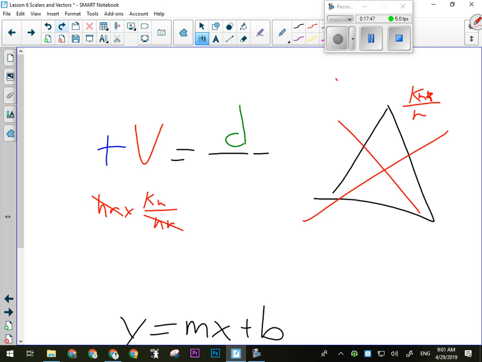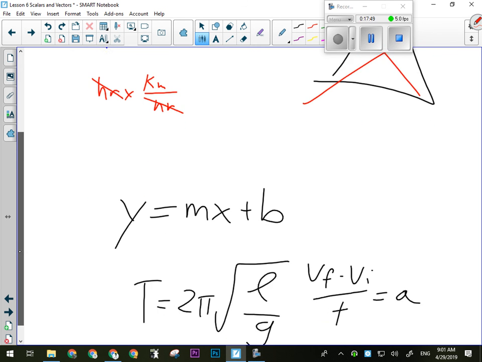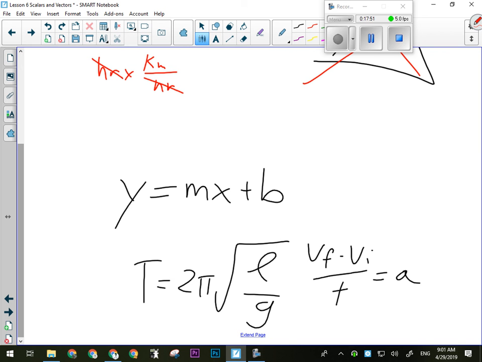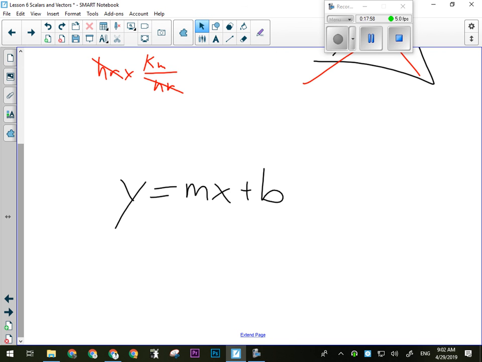Now, the third rule of algebra will come into play when I'm manipulating equations like these. For right now, we'll ignore those ones, but we'll look at this one here. y equals mx plus b, because we'll be dealing with this later on this week. This is the graphing equation. How many people have seen it in math already? Good. If I want to manipulate this equation for m, how do I do that? How do I get m by itself?